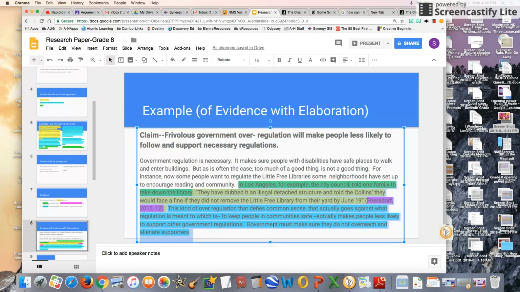And that's what you need in yours. Make sure that when you give your quotes, you introduce it, you give the quote, then you cite it. Don't link it. And then elaborate and explain your evidence.